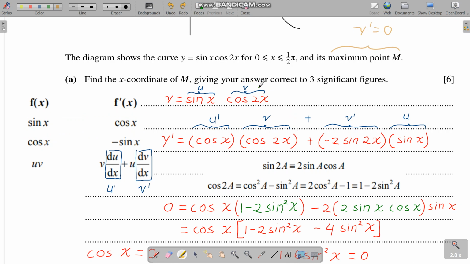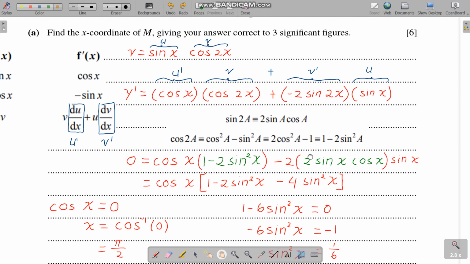Now v prime, if the v is cos, cos becomes minus sine, so we get minus sine. The angle is 2x, but we multiply by 2 because of the derivative of the angle. So the derivative of 2x is 2. This is because of the chain rule, so we have to multiply by 2 because of this 2. Okay, that's the v prime. The u is exactly the same, so we have the y prime.